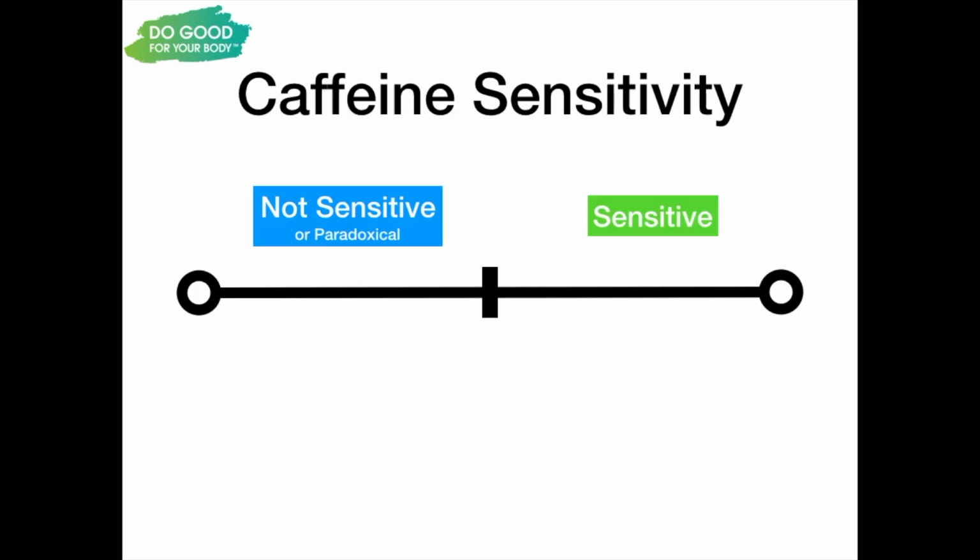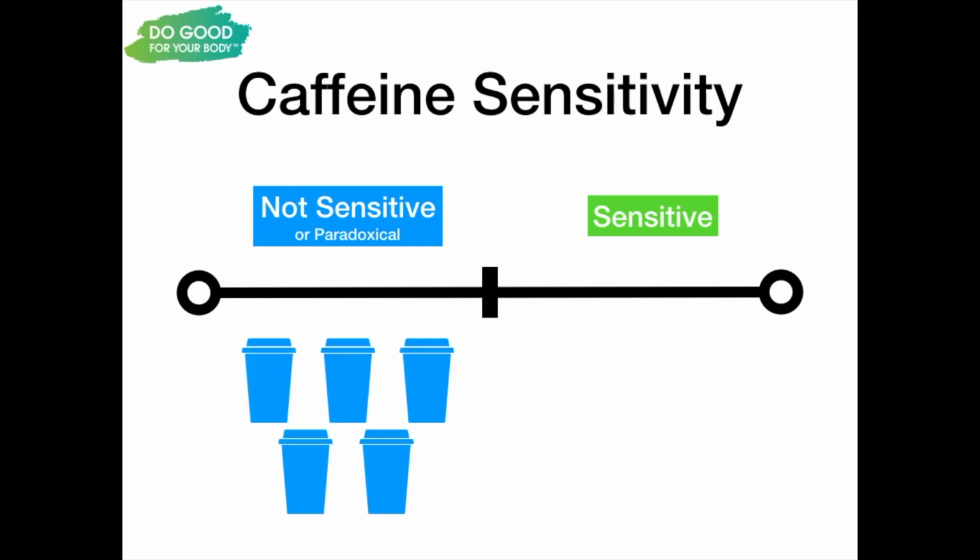Another way to look at this that's a little bit more simple is to call it caffeine sensitivity. If you're not sensitive to caffeine, or you have a paradoxical reaction, which is another word for that, essentially that means you can have a whole bunch of coffee. Some people say they can even have a couple cups of coffee right before bed and it doesn't affect their sleep at all. So essentially this is the non-sensitive group. Those are people that either break down caffeine very, very quickly, so it doesn't really affect them, or they just don't react to the stimulant effects.